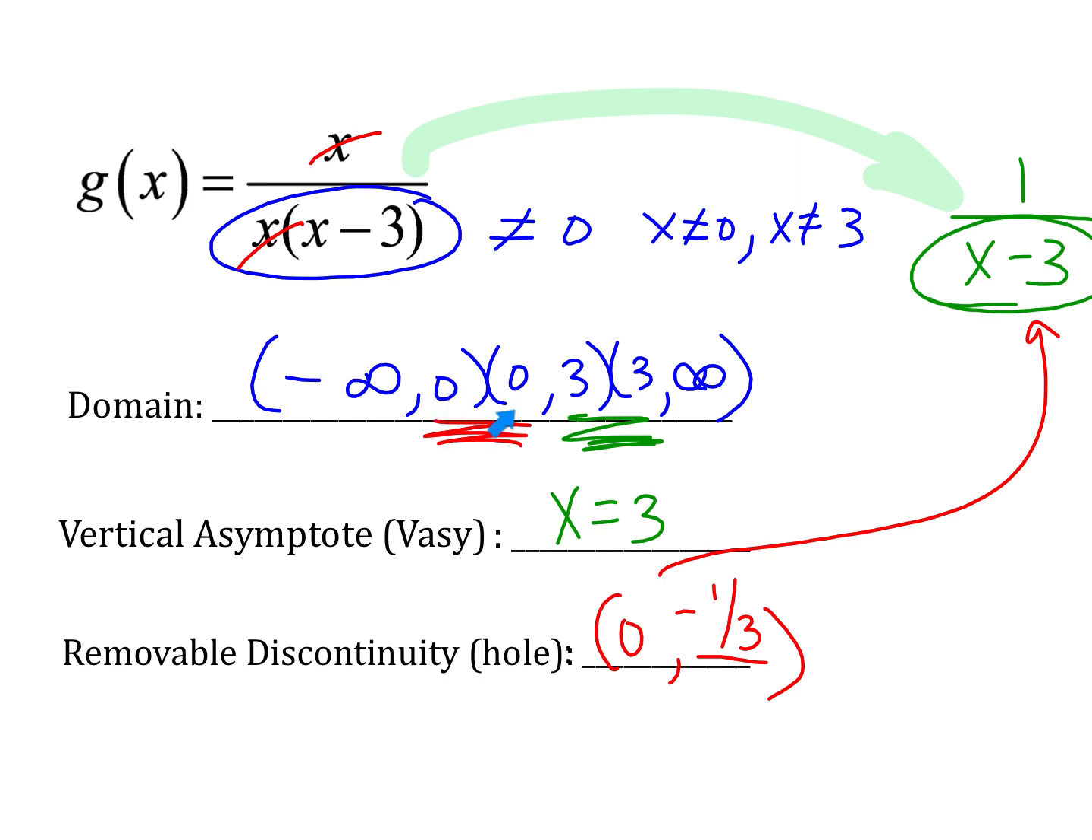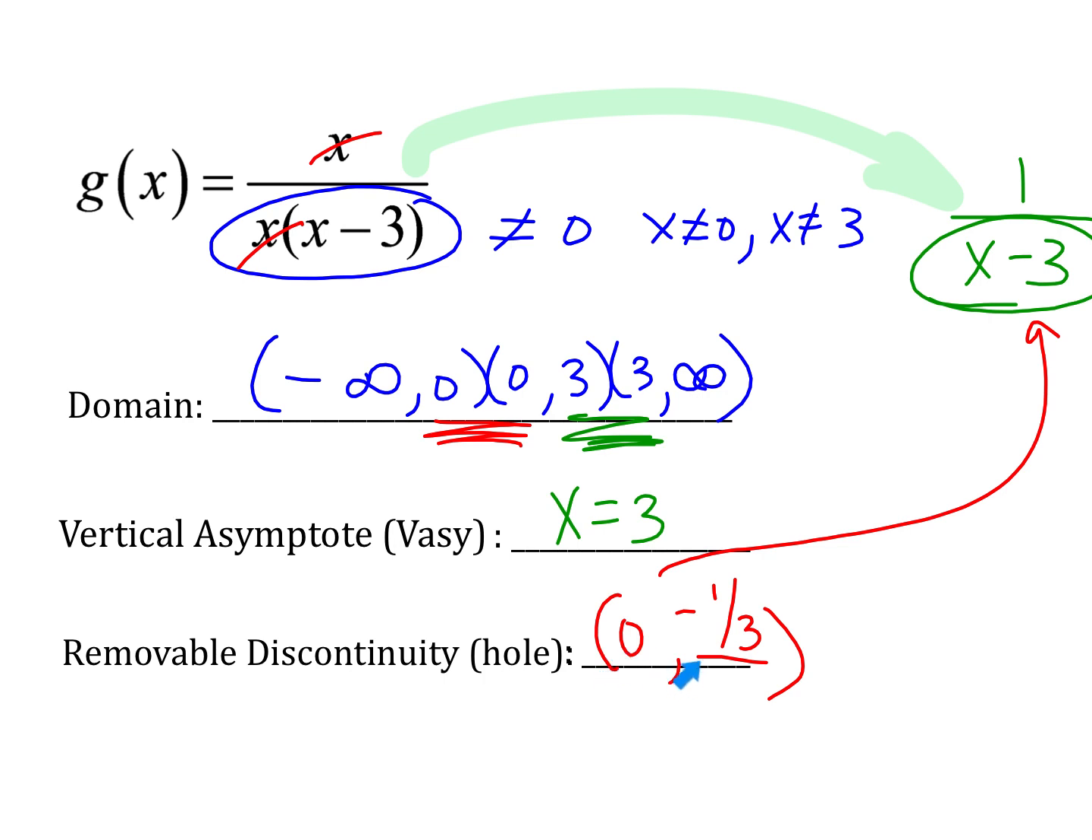So these domain restrictions of 0 and 3 are either vertical asymptotes or removable discontinuities, holes in the graph. Well, since that x minus 3 stays after the simplification, that's going to be a vertical asymptote. Since the x's canceled away, they were removed. Those represent my removable discontinuity.